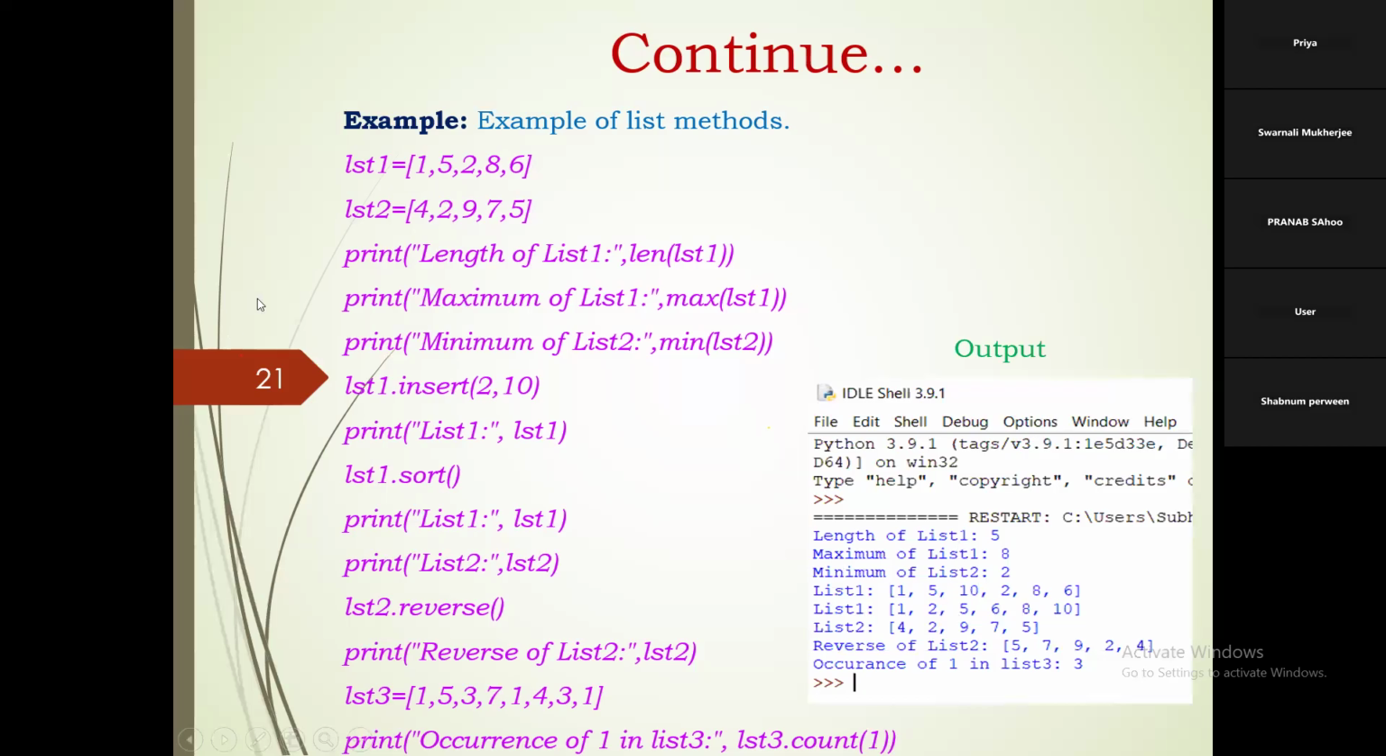So how many print statements? 1, 2, 3, 4, 5, 6, 7, 8. So there are 8 lines. First is the length, then the maximum, minimum, then insert, then sort, then reverse, and then the count of occurrences. So up to this is the list command. Any question?